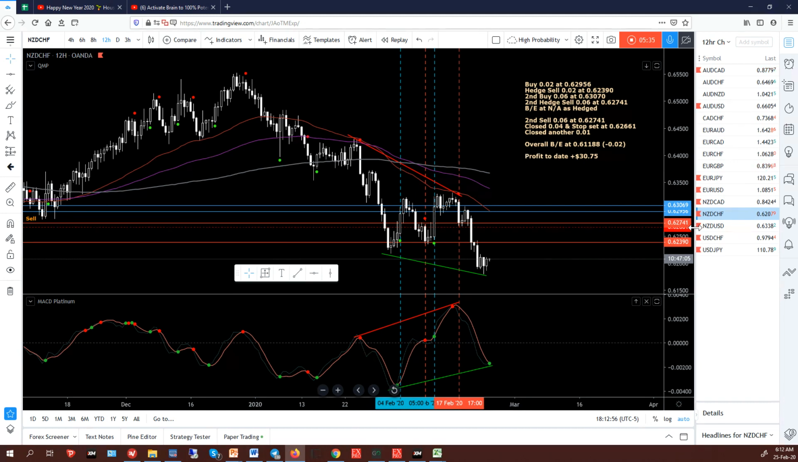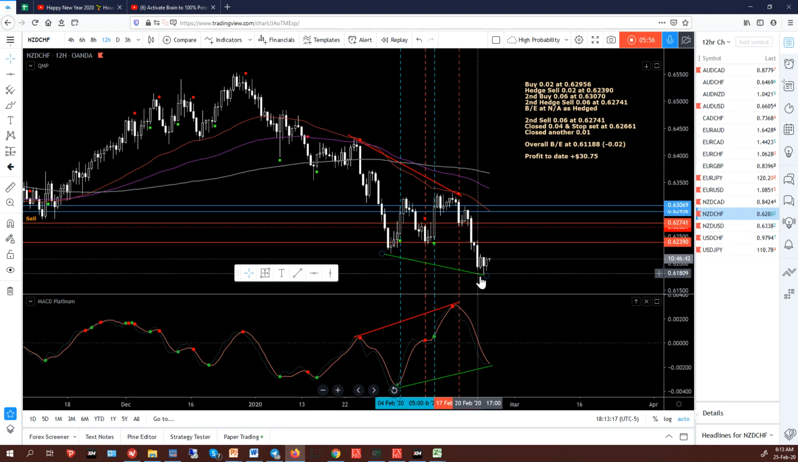NZ Swiss franc. In a couple of sequences here, you can pause the video or slow the video down and read my notes. On this second, what have I done here? Swiss, on my second sequence, I just closed another 0.01 lots.